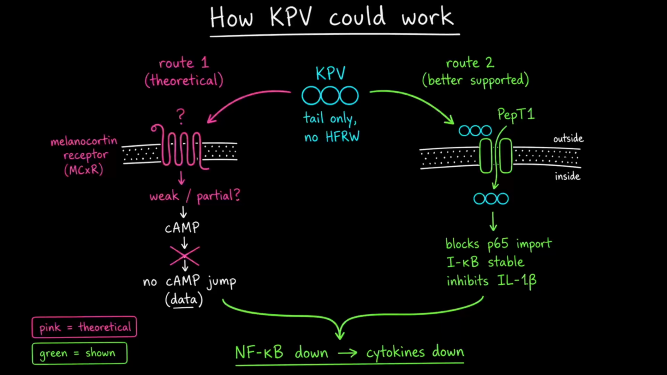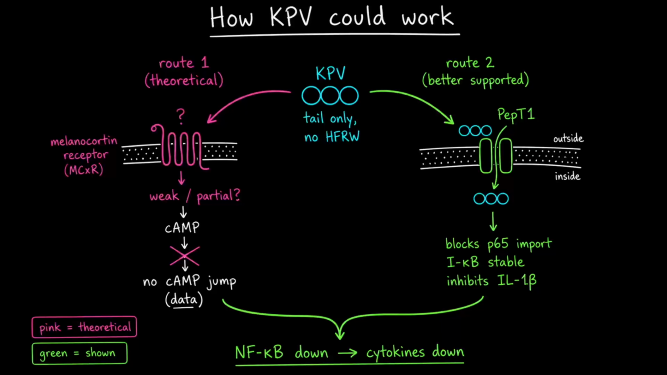Instead of working from the outside via a receptor, remember that when we signal a G protein coupled receptor, as you see on the left, it has to be done from outside the cell. The signaling molecule does not travel through the cell. It just changes the shape of the receptor on the outside. But with PEP-T1, KPV could theoretically get pulled into the cell. So in the gut, it could hitch a ride through PEP-T1, the transporter that normally moves small peptides across the intestinal lining. And once it's inside, KPV could work from within.